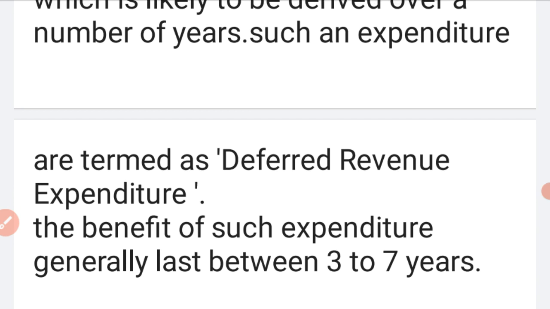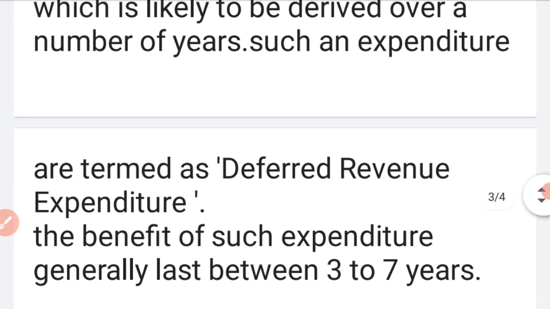Suppose you pay a huge amount on the advertisement, but the profit on those heads you will get from 3 to 5 years over the long period of time. So these types of the expenditure is termed as the deferred revenue expenditure.